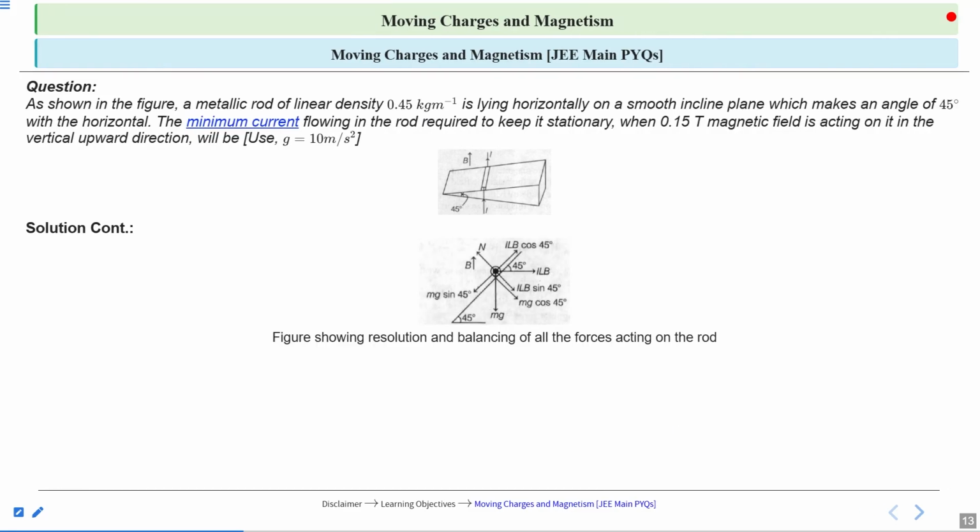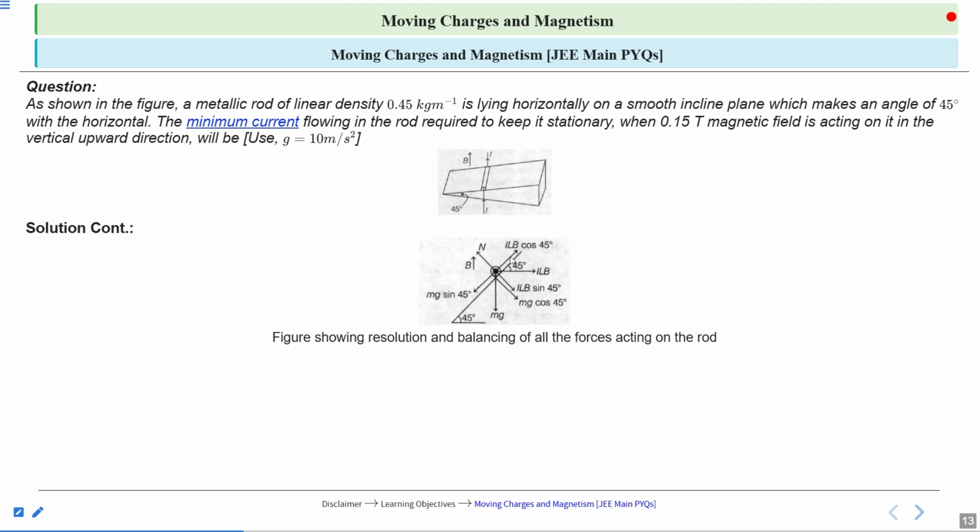So now this is the side view of all the forces and the resolution of forces. This figure shows the resolution and balancing of all the forces acting on the rod. This is the rod, and this is the side view from the side. The current is represented by a dot, so the current is flowing perpendicular to the plane and inwards. The magnetic field is like this, perpendicular to the base, not to the inclined plane. So the force will be in this direction.